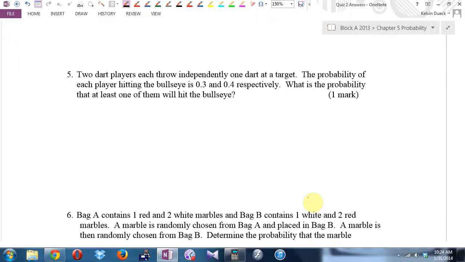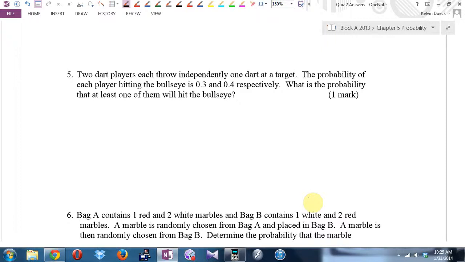I'm leaning towards a tree already, but I'm going to read the question, but I'm trying to give you how I figure out my approach. Keep reading. Two dart players, each fire independently. Stop. The word independently means whether the first guy hits or misses won't affect whether the second guy hits or misses. It means the tree is going to be a little easier to go with. Keep going. One dart by the target. The probability of 0.3 and 0.4. Yeah. Okay. What does the word respectively mean?